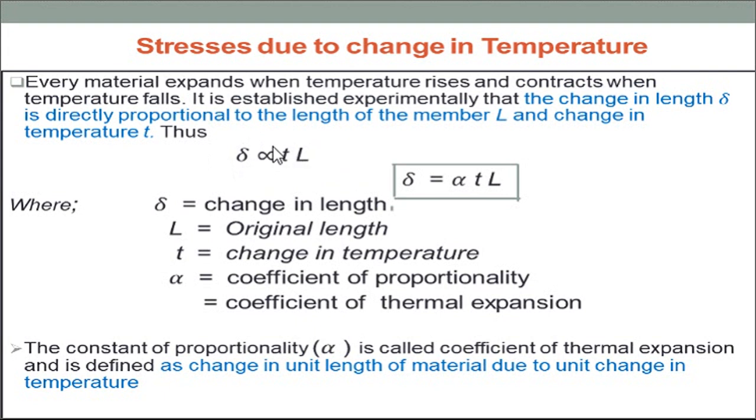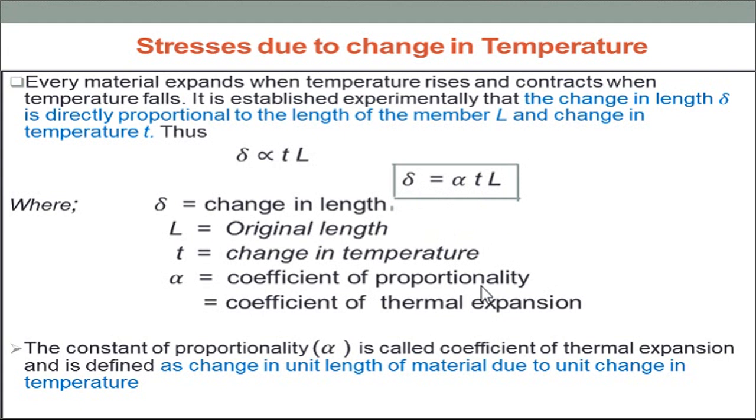If you want to find out, because of the rising or falling of the temperature, the change in the length of the body, this delta is the change in the length. The original length is capital L. So delta is equal to alpha T L. Here alpha is taken as a coefficient of proportionality. It is a constant, also known as the coefficient of thermal expansion. Small t is the change in the temperature. So the expression becomes delta equals alpha T L.